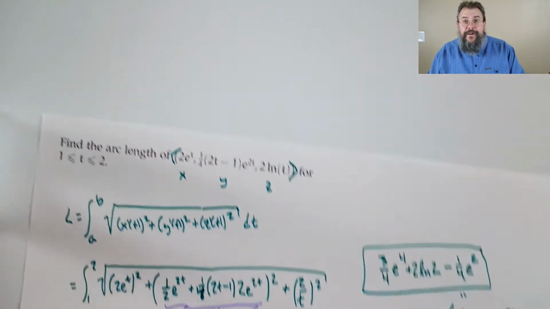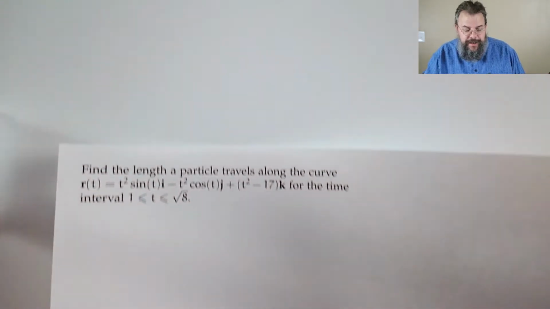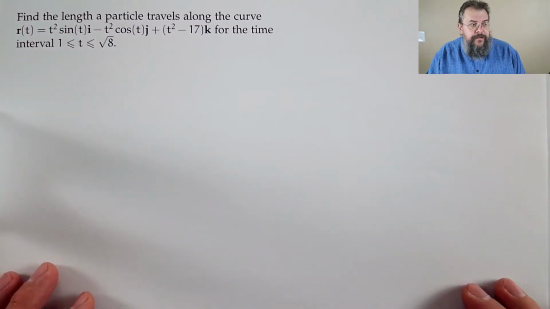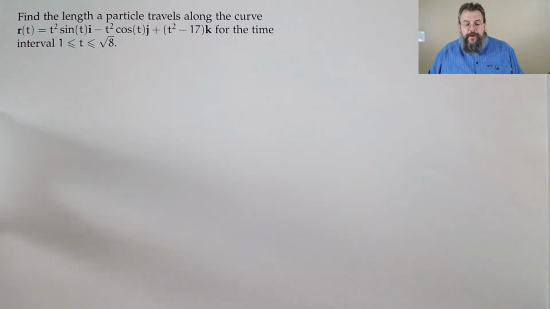Great. Well, let's keep going. We're going to do some more problems, right? Of course we will, because we know the more that we do, the better we get. So, find the length a particle travels along the curve r of t equals t squared sine t i minus t squared cosine t j plus (t squared minus 17) k for the time interval where t goes from 1 to root 8.